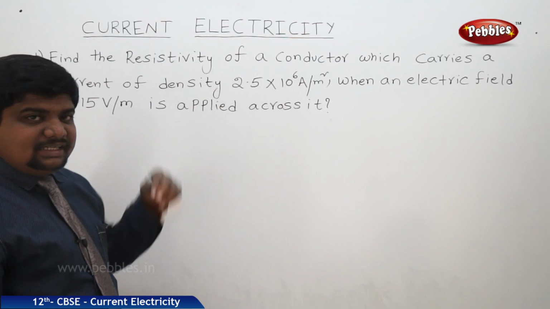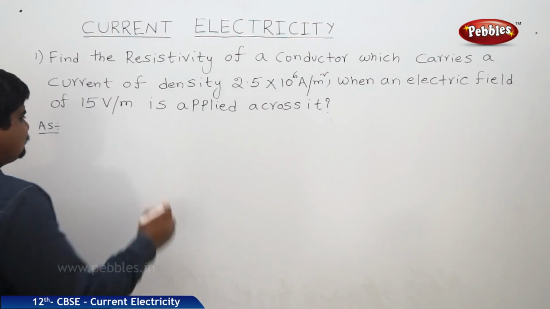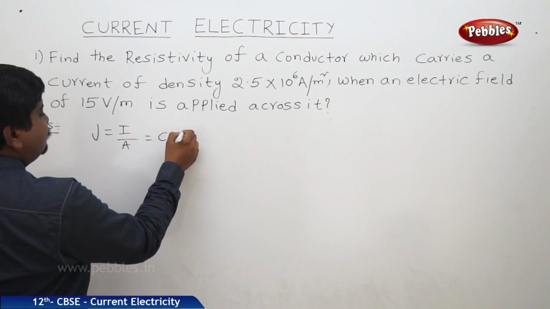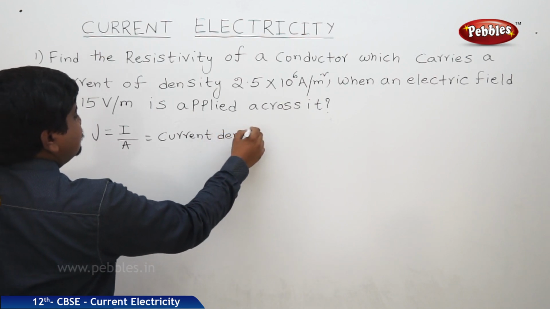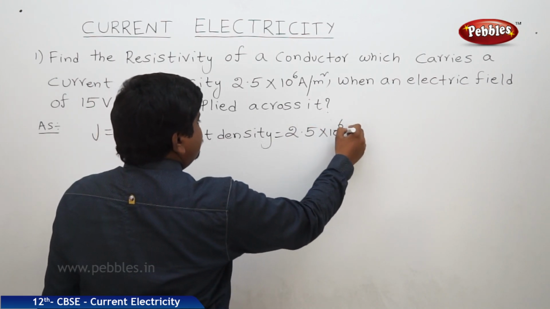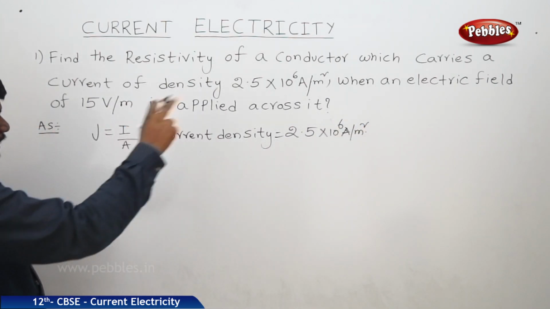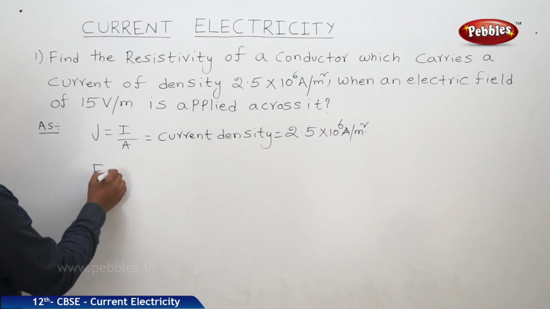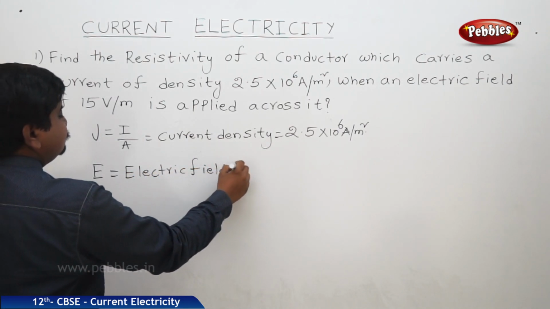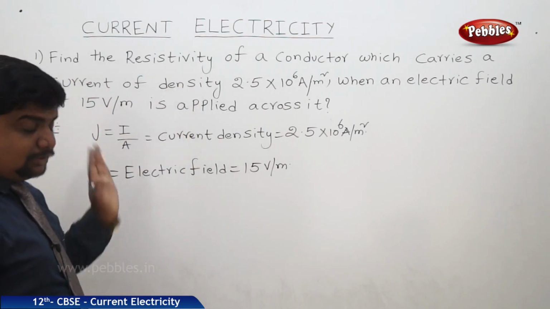What is the current density in this problem? Conductor carries a current of density 2.5 into 10 to the power of 6 ampere per meter square. That means J is equal to I by A is equal to current density, that is 2.5 into 10 to the power of 6 ampere per meter square. When an electric field of 15 volts per meter, E is equal to electric field, that is 15 volts per meter. These are the two known physical quantities from the problem.